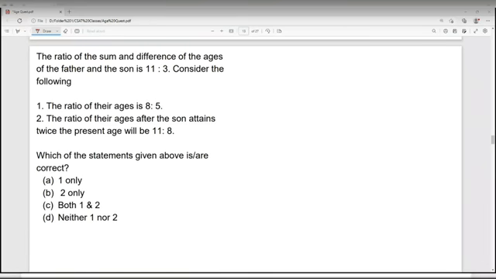Okay, the 3 minutes is up. If you still want some time, please raise your hand. I'll give you 30 more seconds to solve. I hope you have got the answer by now.